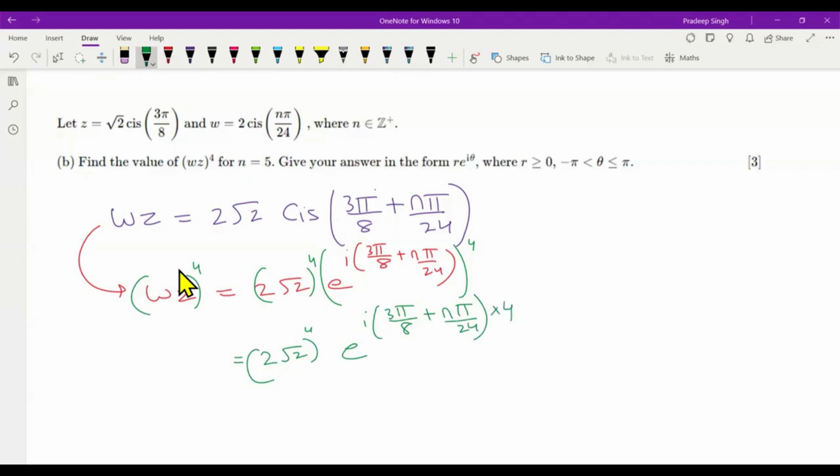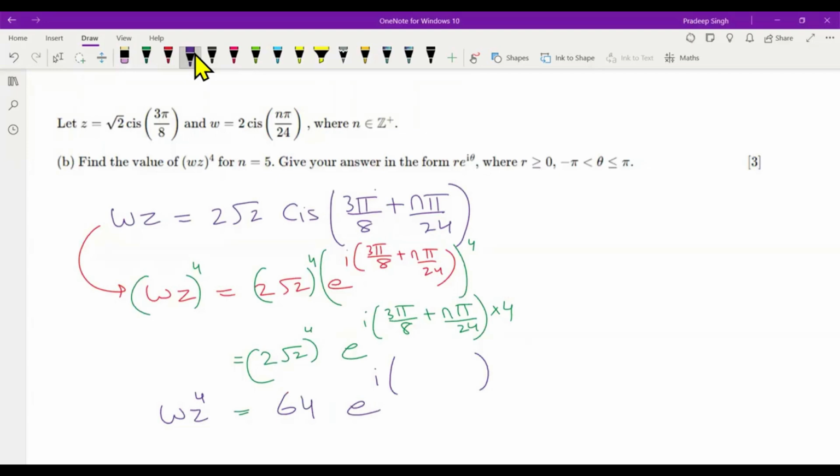Okay, so Pranisha, can you tell me the simplified form? What is 2 root 2 raised to the power 4? 64. Then 5 by 3 with i, e to the power of i into 5 by 3.